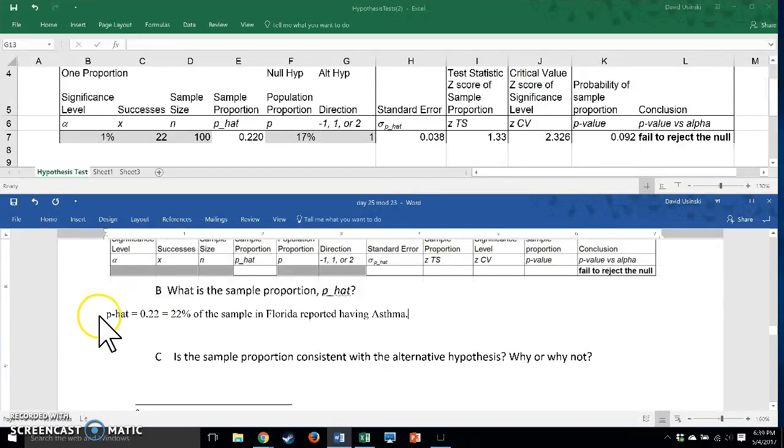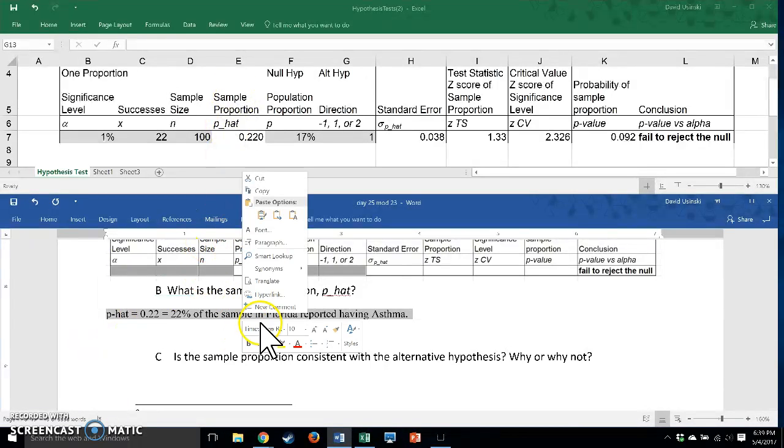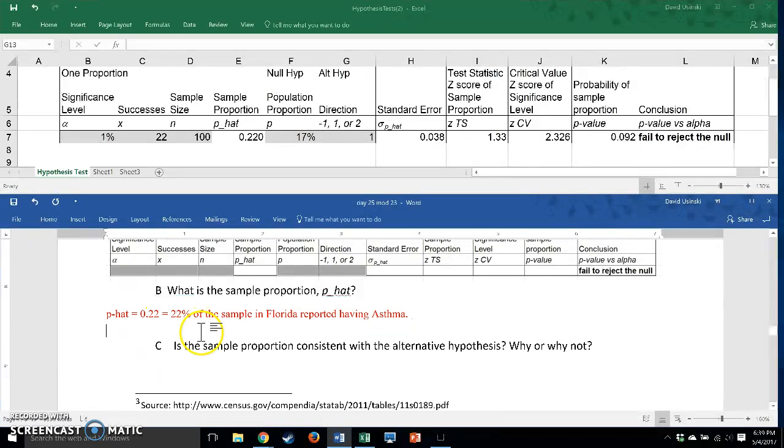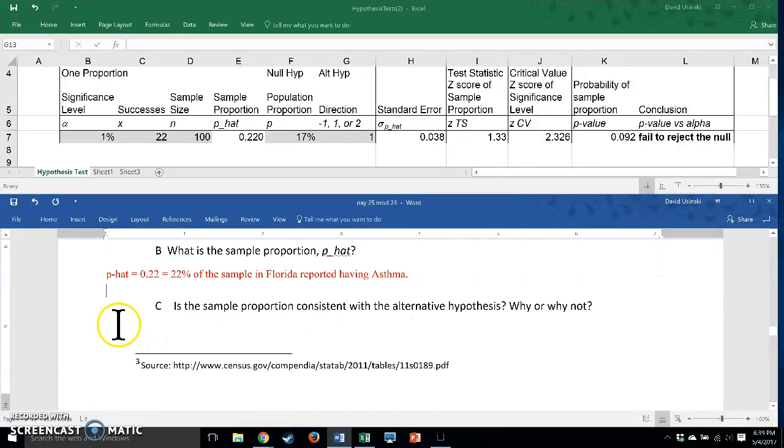Okay, so that's what my P hat is. So I actually do have more than the national average, but the question is, is that statistically significant, or does it fall within the realm of plausibility? Is the sample proportion consistent with the alternative? Yes, since my sample has a greater proportion than the population proportion.